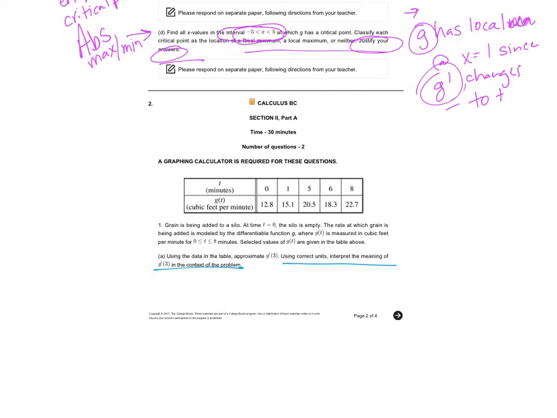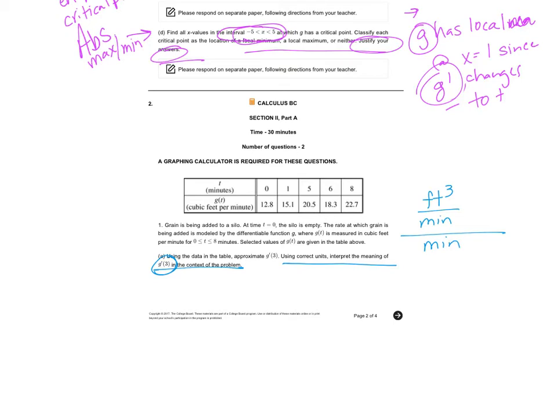Remember, when you interpret the meaning, you have to have your 3 things. What it is in the context of the problem. So in this case, it's the rate at which the rate was increasing. In what units. Okay, remember, when you take the derivative of something, you're dividing by time. So the units of g were feet cubed per minute. So when you're taking the derivative, that's divided by another minute, so that's feet cubed per minute squared.